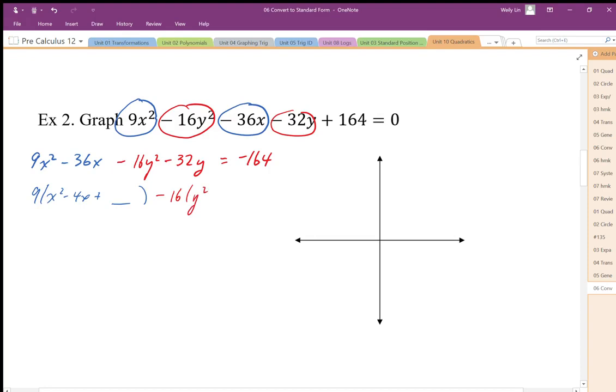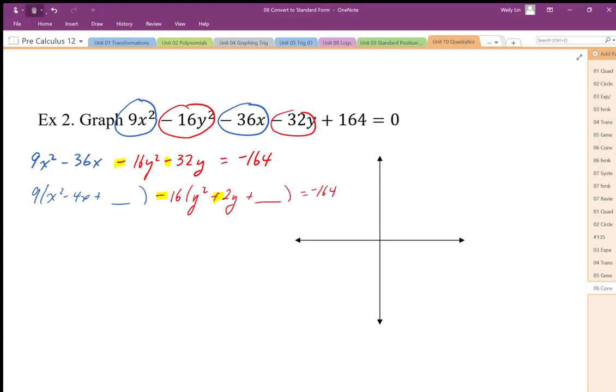Now, when we deal with hyperbola, so this is a hyperbola, you can see that the a and the c values are opposite. When I factor, I have to remember that I'm factoring a negative 16 because my c value is negative 16. So that means when I factor, I'm going to end up with positive 2y. So that's important to remember, that negative is going to affect the sign there. Okay. So then I can complete my square here. That's equal to negative 164.